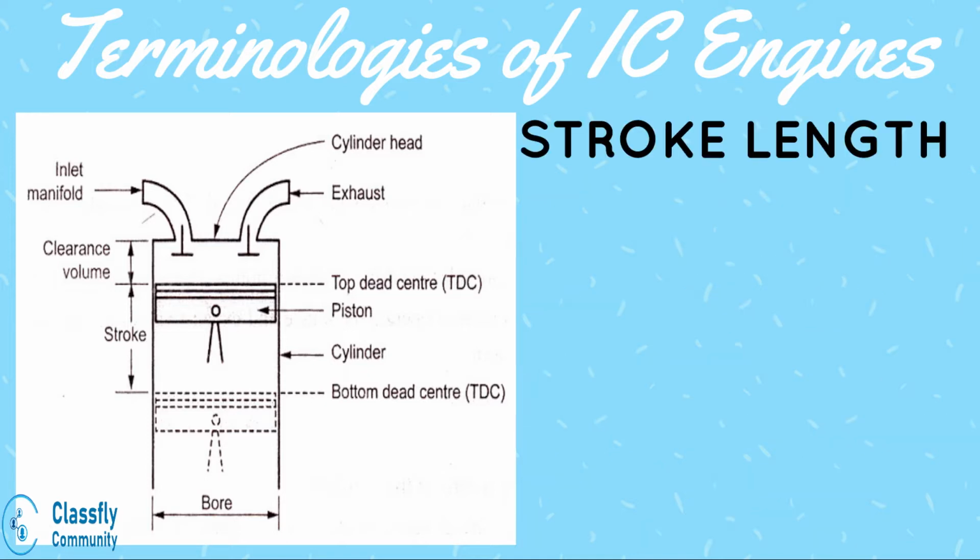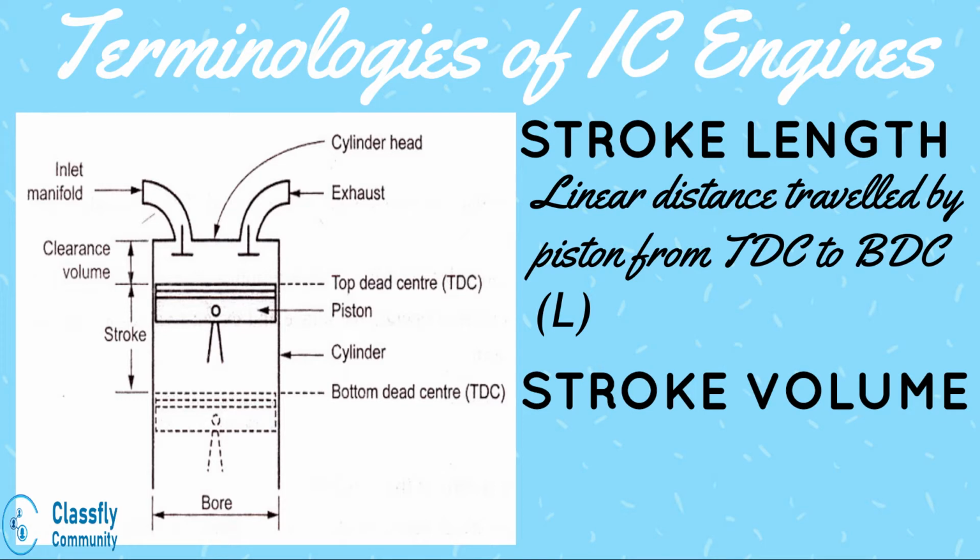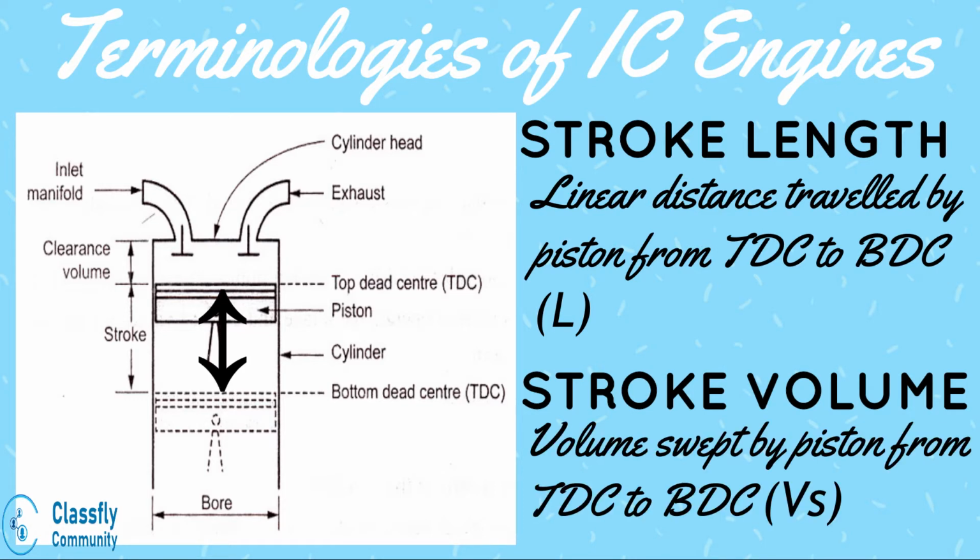Next, the stroke length. Well, it is a linear distance which is travelled by the piston when it moves from the top dead center to the bottom dead center in a cycle. Similarly, the stroke volume. Well, it is the volume which is swept by the piston when it moves from the top dead center to the bottom dead center in a cycle.